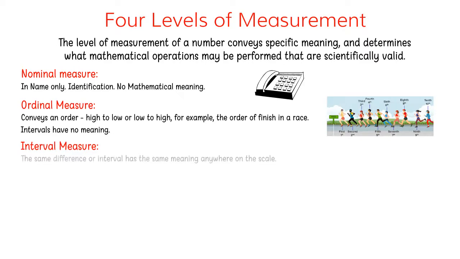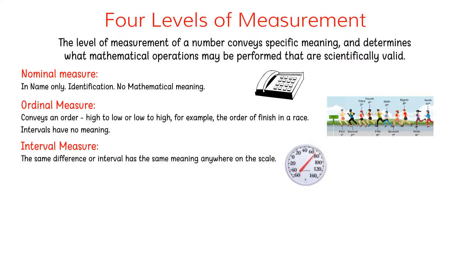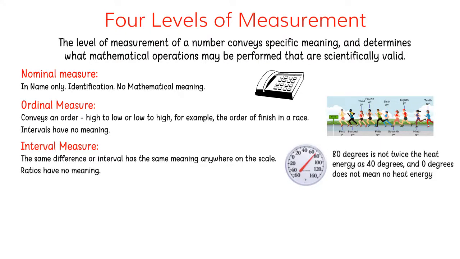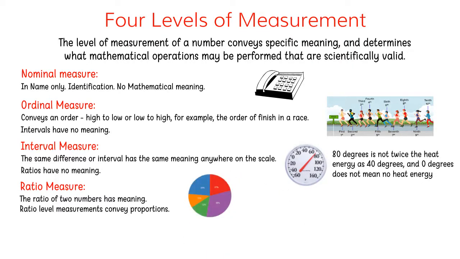Interval measure. The same difference or interval has the same meaning anywhere on the scale. Ratios have no meaning. 80 degrees is not twice the heat energy as 40 degrees, and 0 degrees does not mean no heat energy. Ratio measure. The ratio of 2 numbers has meaning. Ratio level measurements convey proportions.